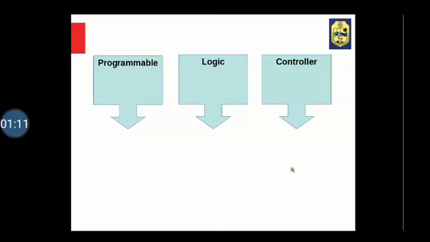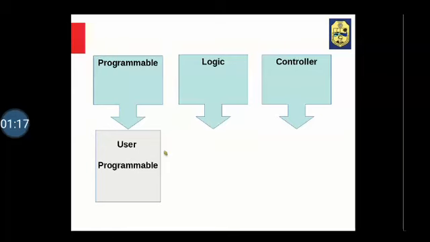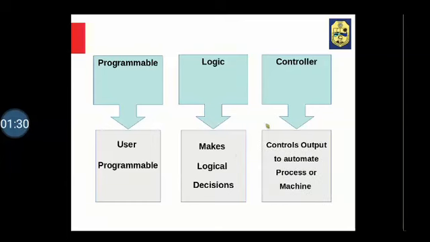Let us see what its name implies. The programmable refers to the system which is user programmable. The term logic refers to system which makes logical decisions, and controller refers to system which controls outputs to automate processes or machines.